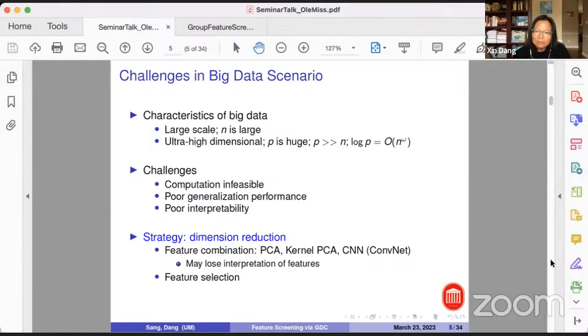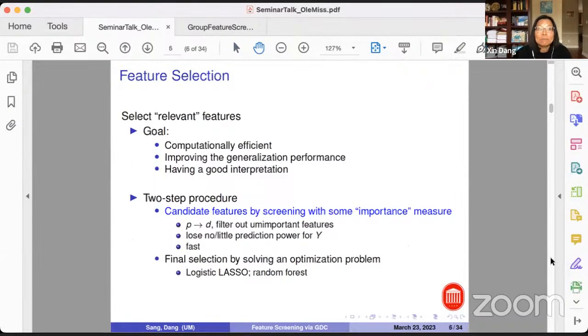The new feature you combine may lose the interpretation of the original features. Your data is usually collected by some domain experts, and those features have some meaning. So if you do feature combination, the new features may lose that interpretation. The other way is doing feature selection. We still use the original features, but we select the important, or so-called relevant, features.